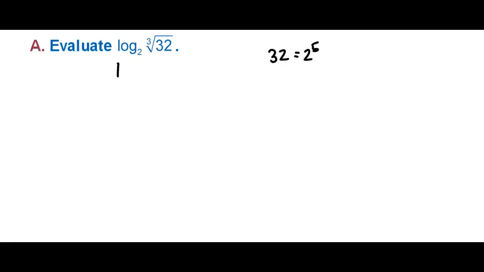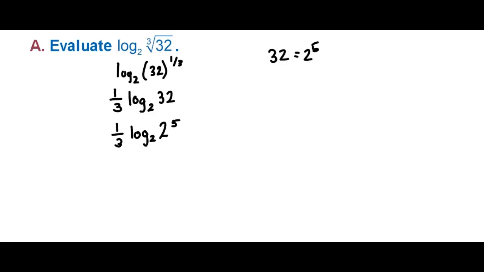So remember that taking the cube root of something is the same as taking it to the 1/3 power. So using our power rule, we can change this into 1/3 log base 2 of 32. And also realizing that 32 is 2 to the fifth power, we can make this 1/3 log base 2 of 2 to the fifth. And then we can use our power rule again to bring this 5 to the front.